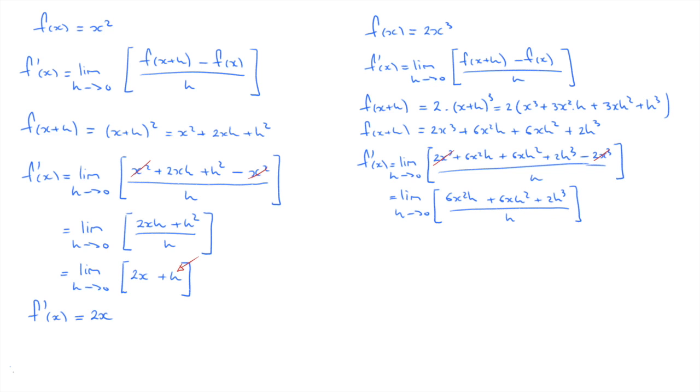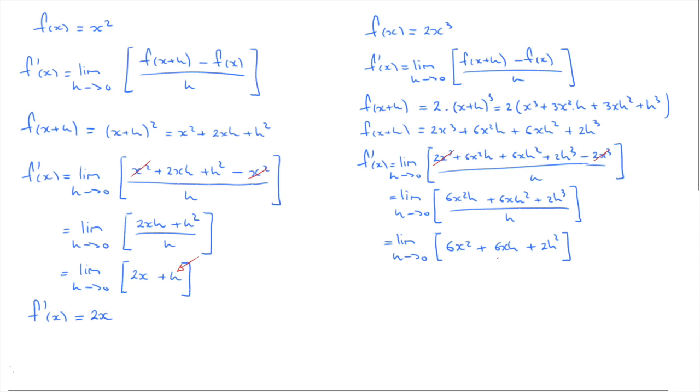Dividing each term by h, we now have the limit, as h tends towards 0, of 6x squared plus 6xh plus 2h squared. And now when h tends towards 0, each of these two terms will tend towards 0. And so we're going to be left with the only term without an h, and that would lead to f'(x) equals 6x squared. And there we have it. That's how we differentiate functions from first principles.